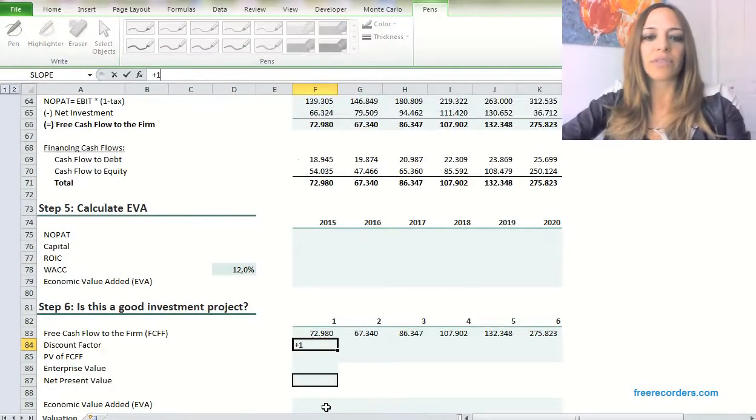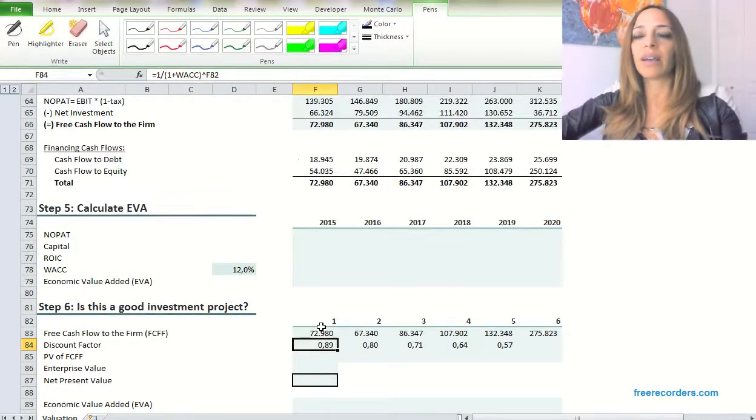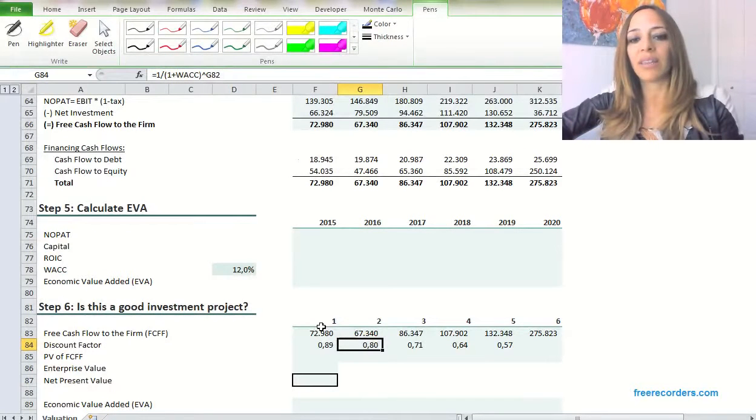Now the discount factor for the first year will be 1 divided by 1 plus the weighted average cost of capital to the power of 1. That's 89%. Each dollar received in 1 year has today only an 89% value. It's 89 cents. $100 that we expect to receive in 1 year today have for us only the value of $89. If the same $100 are expected to be received in 2 years, then the value today is smaller, of course. It's only $80.